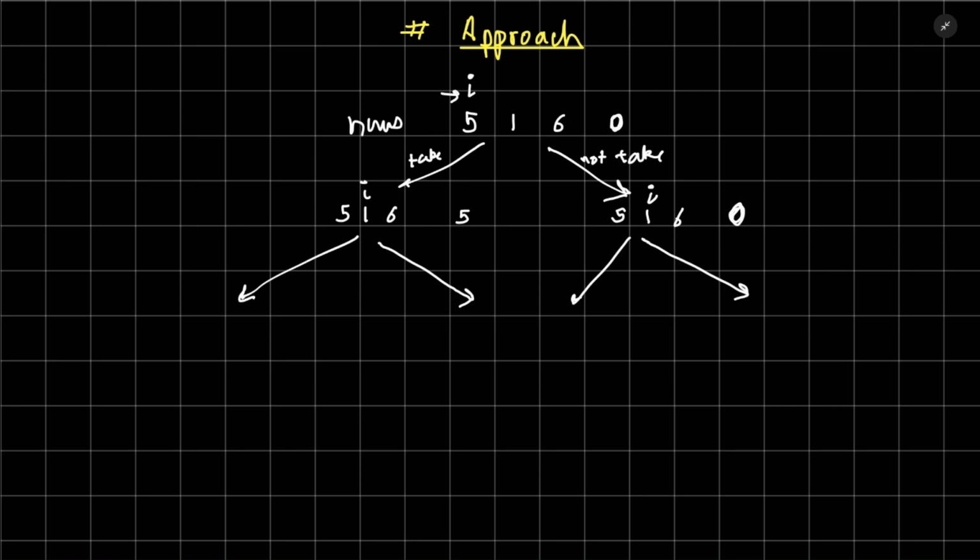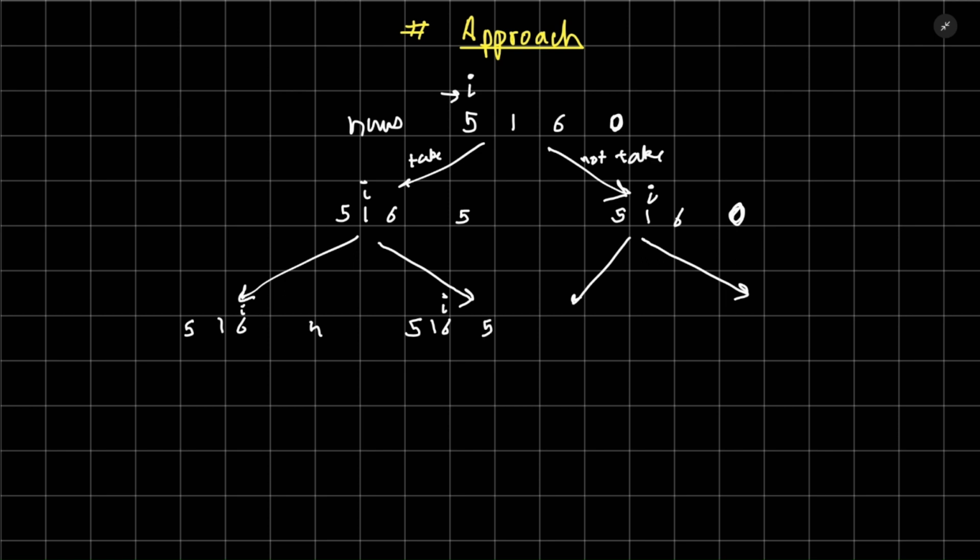We will again make calls, and our I will increment, and for this call we again have two possibilities, to take this one or not. So the first call would be to take this one. So 1 XOR 5 will give us 4. And our I will move forward, so our I will come here. And in this not take call, we won't take this XOR and our I will move ahead. So our XOR sum would remain 5.